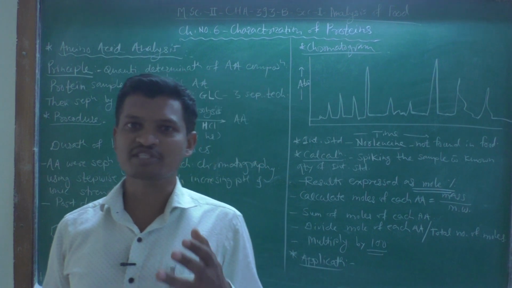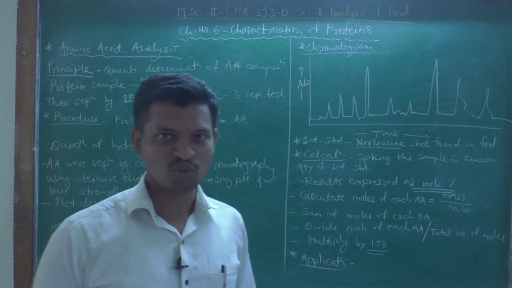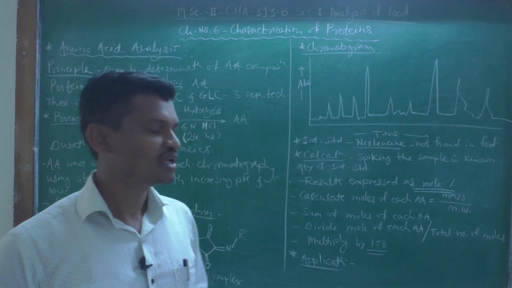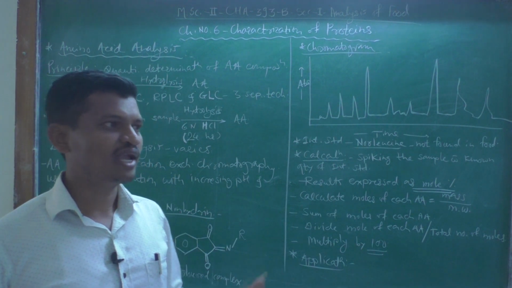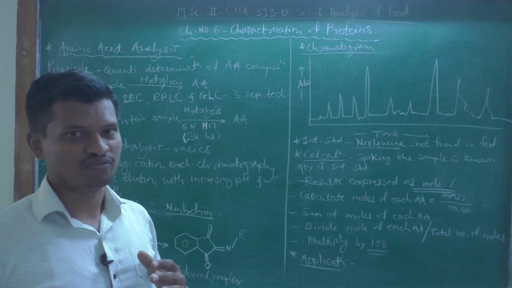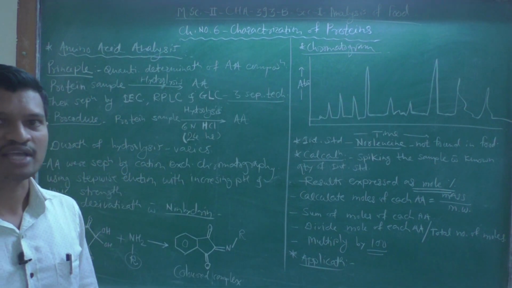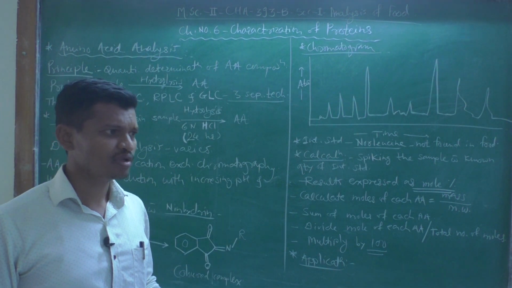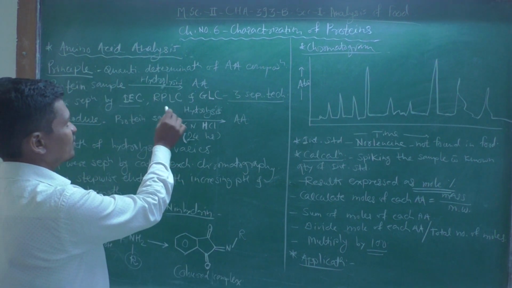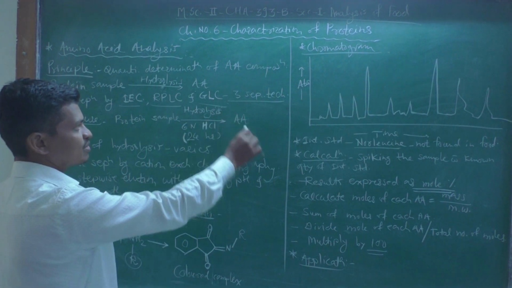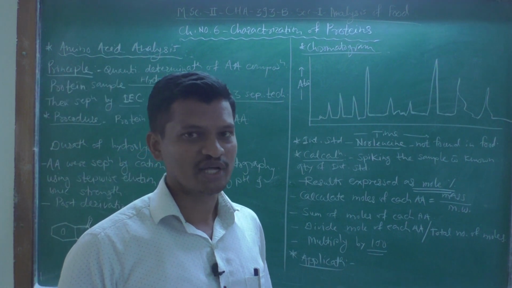Once we get the amino acids after hydrolysis, they can be separated using mainly three separation techniques: ion exchange chromatography, reverse phase liquid chromatography, and gas liquid chromatography. These three techniques can be used to separate the amino acids from the hydrolyzed mixture.